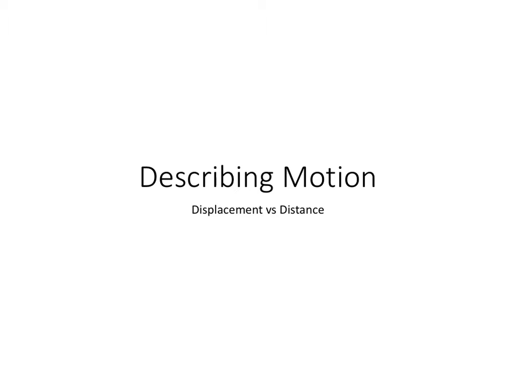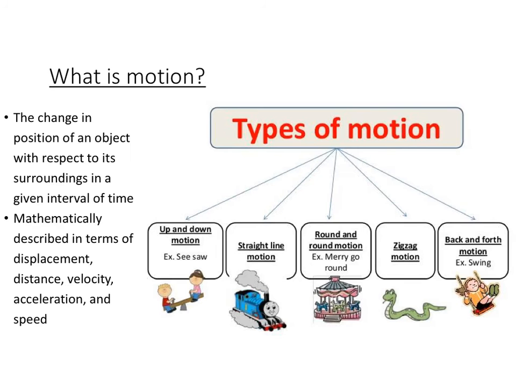All right, so we're going to talk about how we describe motion. Specifically, we're going to look at displacement and total distance. Motion is the change in position of an object with respect to its surroundings within a given time interval. We can describe that mathematically in terms of displacement, distance, velocity, acceleration, speed. So there are many different ways for us to describe motion.